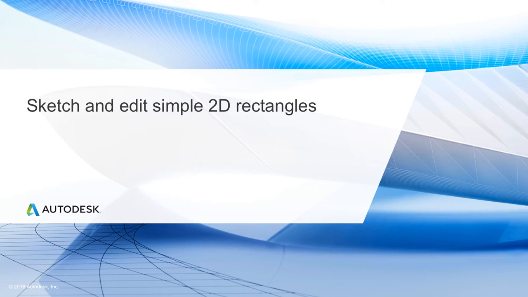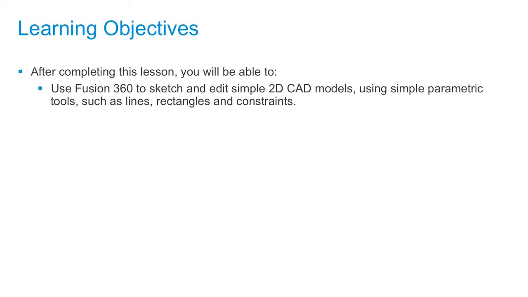In this tutorial, we're going to carry out a very simple exercise to demonstrate the workflow from 2 dimensions to 3 dimensions in Fusion 360. We'll sketch a simple 2D model of a rectangle using lines and constraints. We'll add dimensions to the 2D rectangle, and then we'll sketch another simple 2D model using Fusion's Center Rectangle tool. After completing this tutorial, you'll be able to use Fusion 360 to sketch and edit simple 2D CAD models using simple parametric tools such as lines, rectangles, and constraints.